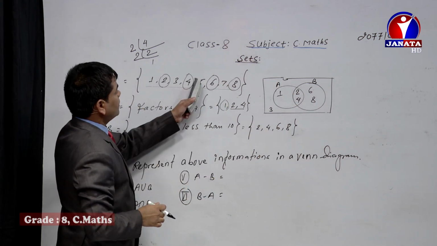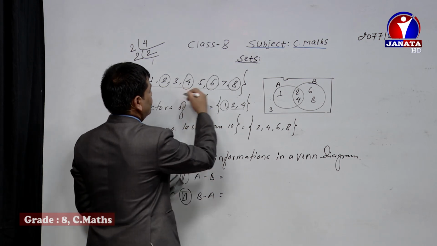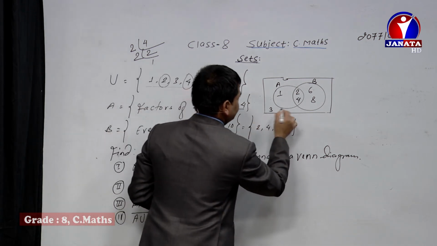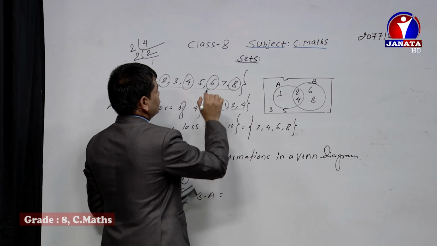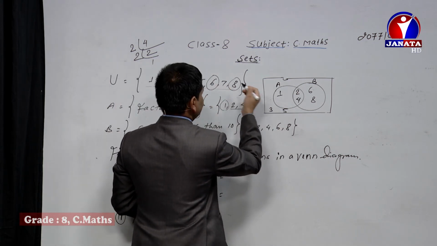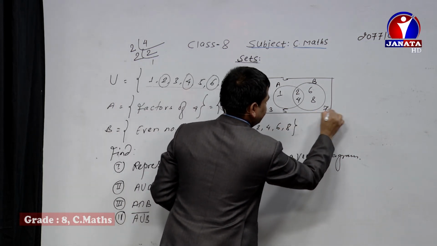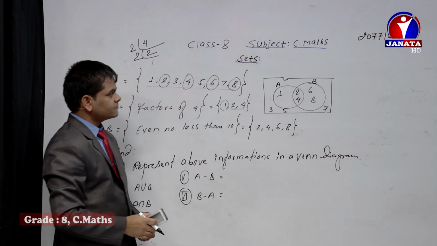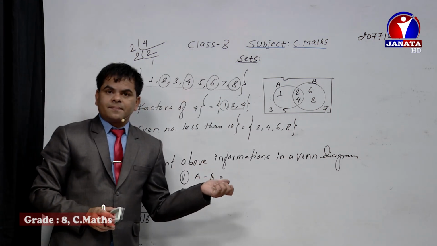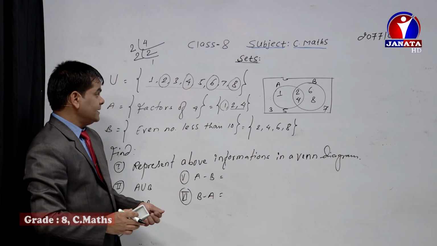So now is the turn of representing another number. 4 we have already represented. Now 5. So let's keep 5 here. Now 6 we have already represented. 8 also we have represented, but 7 remains. So you can keep 7 here. So this is the way of representing the information in a Venn diagram.